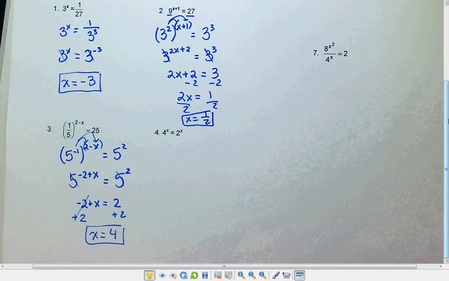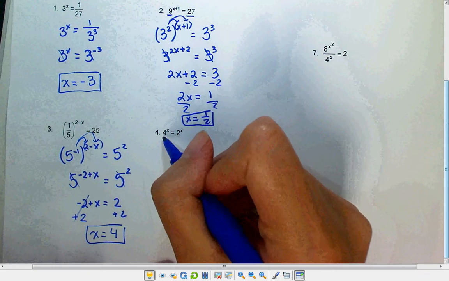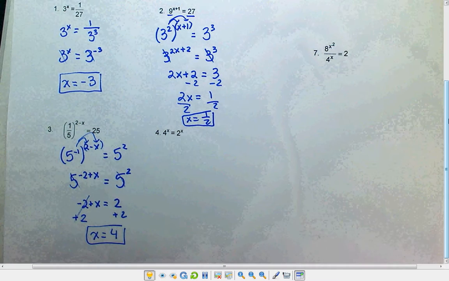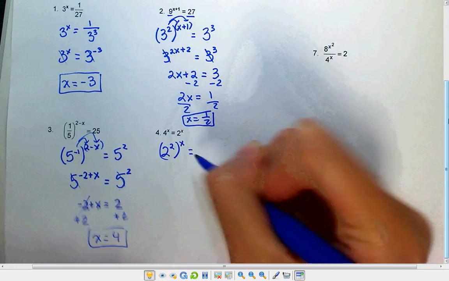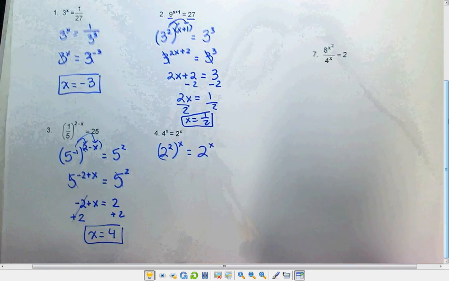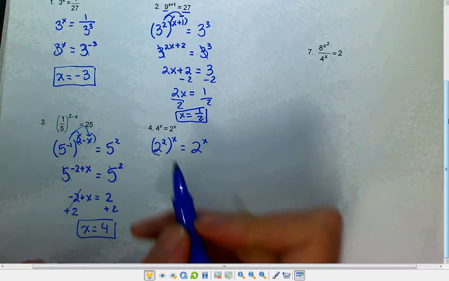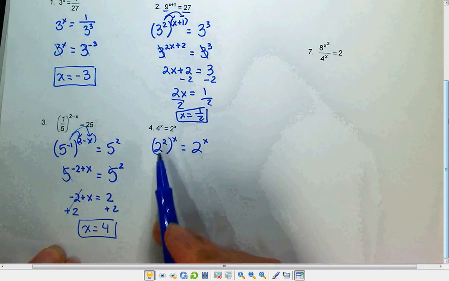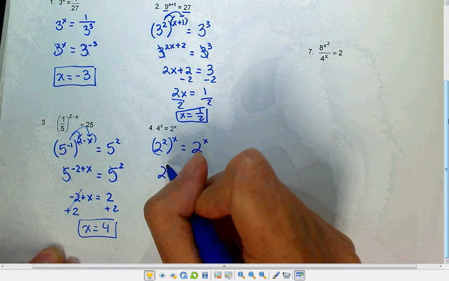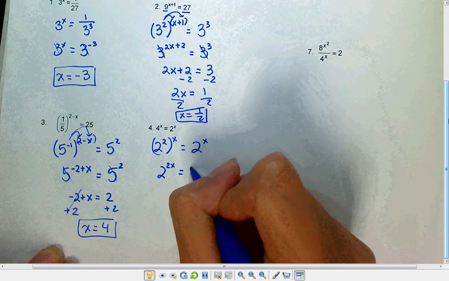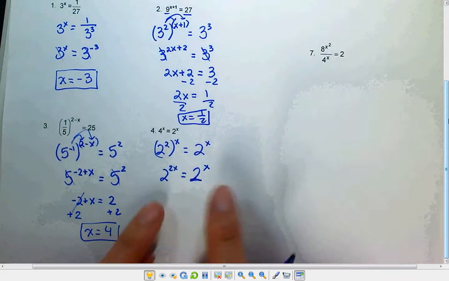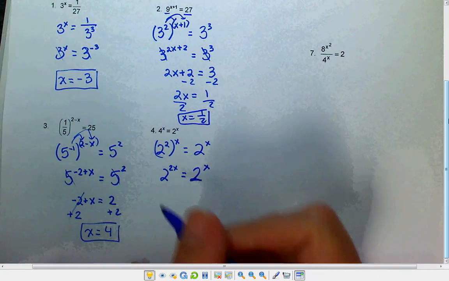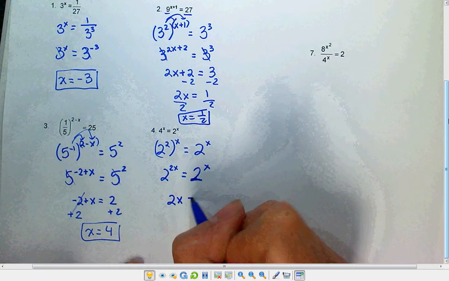Okay, let's look at number 4. This one we have 4 to the x equals 2 to the x. Again, rewrite. We know 4 is 2 to the second power. And 2 we can just leave as 2 because it already has a base of 2. These two exponents, the 2 and the x, we're going to multiply together to give us 2x. And this is just 2 to the x. Again, same base, so then we can just set the exponents equal to each other. 2x is equal to x.